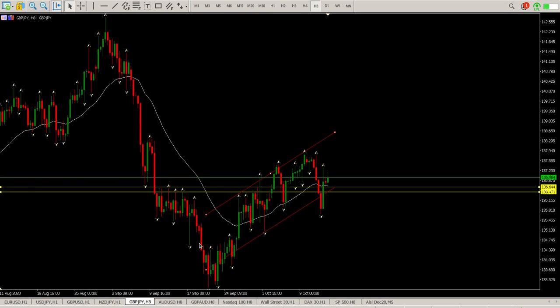British pound, Japanese yen, does look like there's some movement on the British pound here. So we have had a sort of break below the channel, but I think basically all that's happened is we have extended the channel to there, okay, and we're now back in the middle of the channel.